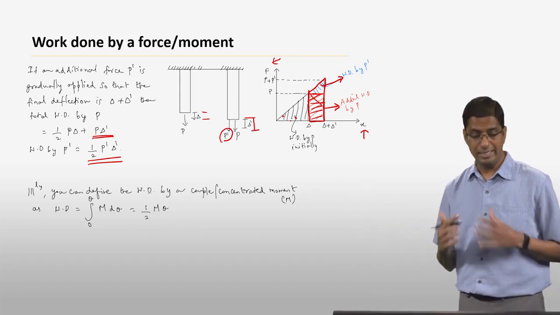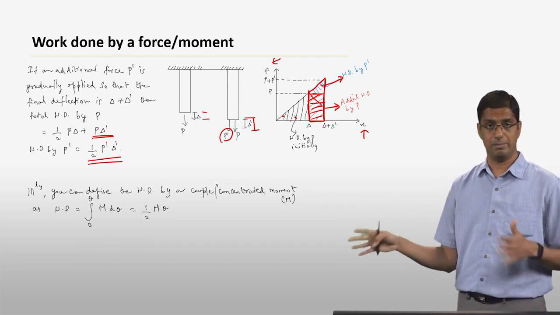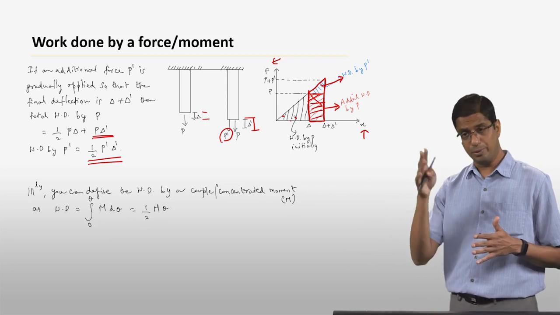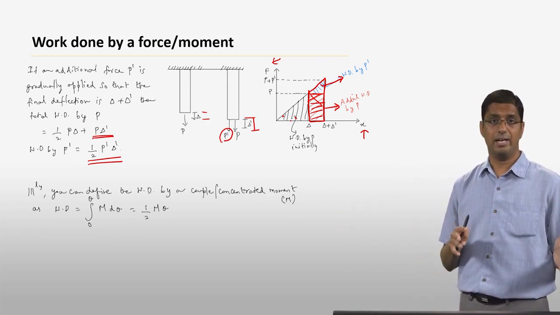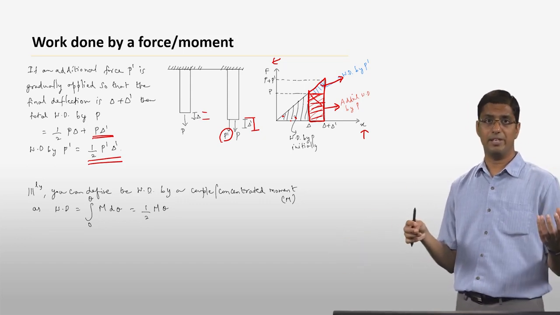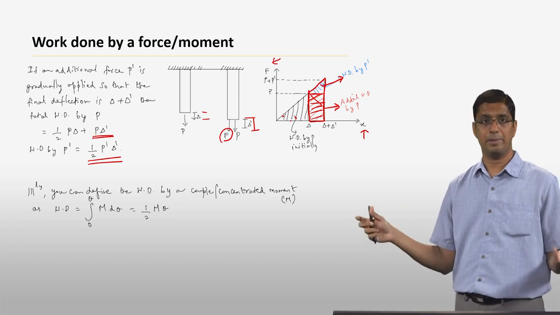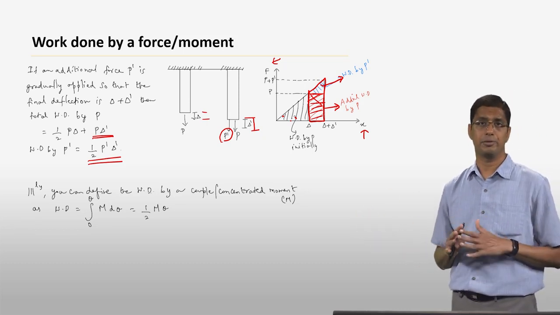Okay? So the main thing that I want you to notice is that if the force is changing with the displacement, then essentially you have to integrate f dx. Okay? If the force is constant and the displacement alone is changing, then the work done by that force is the constant value of that force times the total displacement. Okay? So that is how you calculate the work done by a force.